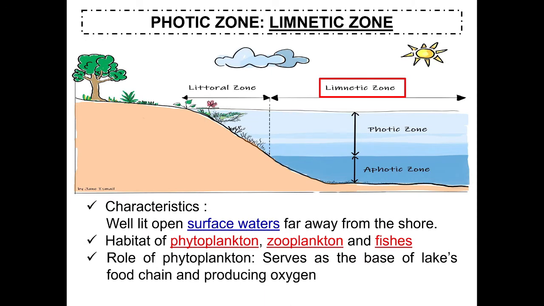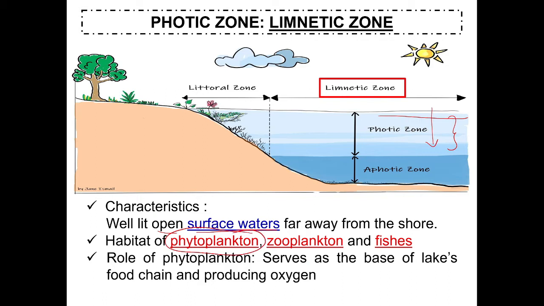The limnetic zone is farther from the shore and still receives sunlight penetration. It is a well-lit open surface, open and well lit, receiving sunlight. Far away from the shore, this area is a habitat for phytoplankton, zooplankton and fishes.